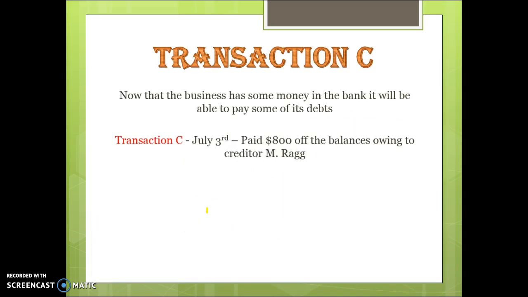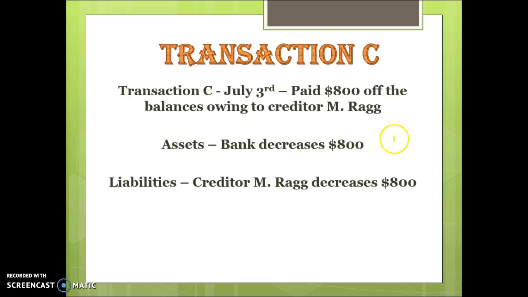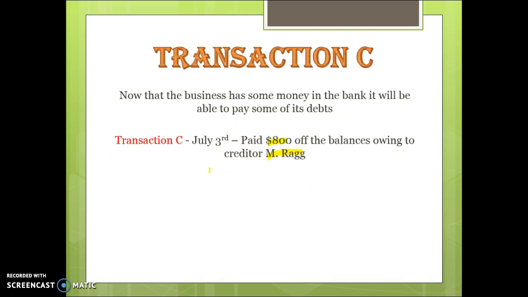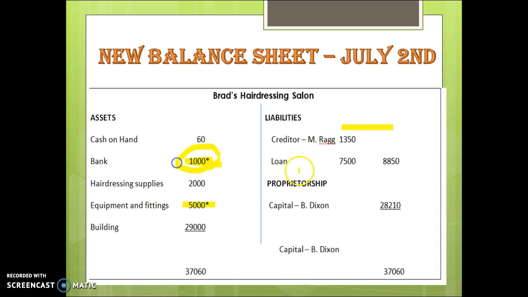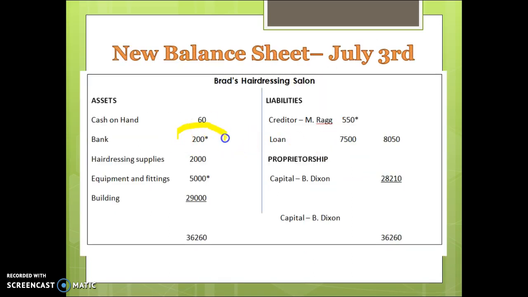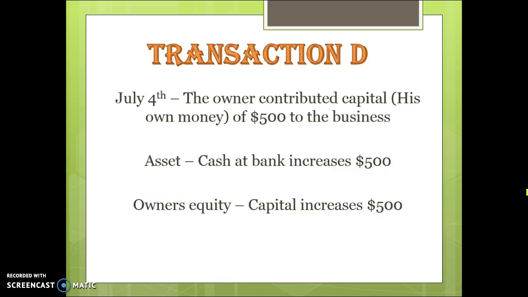Now that the business has money in its bank account, it will be able to pay off some of its debts. So on the 3rd of July, we pay $800 off the balance owing to MRAG. So that will decrease our bank account by $800 because we're paying him money, but it will also decrease our creditor MRAG by $800 because we don't owe him as much money anymore. So again, if you look at this here, these are the initial balances. You've got bank of $1,000, you've got a creditor of $1,350. When we pay them back the $800, bank goes down to $200 because $800 has been taken off, and the creditor MRAG goes down by $800 as well because we don't owe them as much, and therefore 800 of it is no longer a liability.